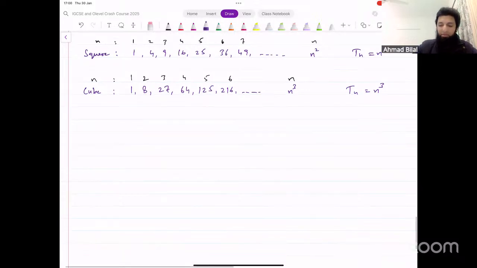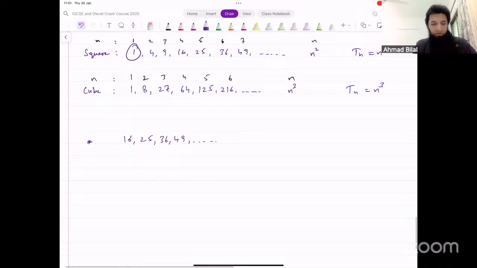Let's take an example. Let's use a simpler example first. Let's say you have 16, 25, 36, 49. You have this sequence. What's the nth term of this sequence? Now, if it started from 1, we could say that is just n squared, right? But in this case, it's not starting from 1. It's starting from 16. How do we think about this now?